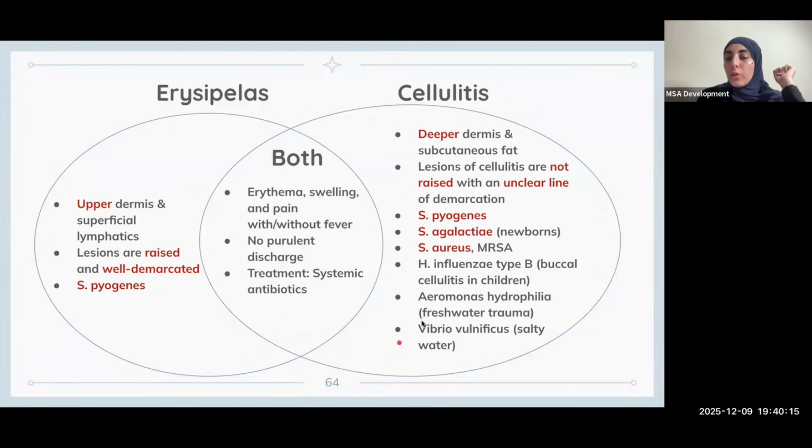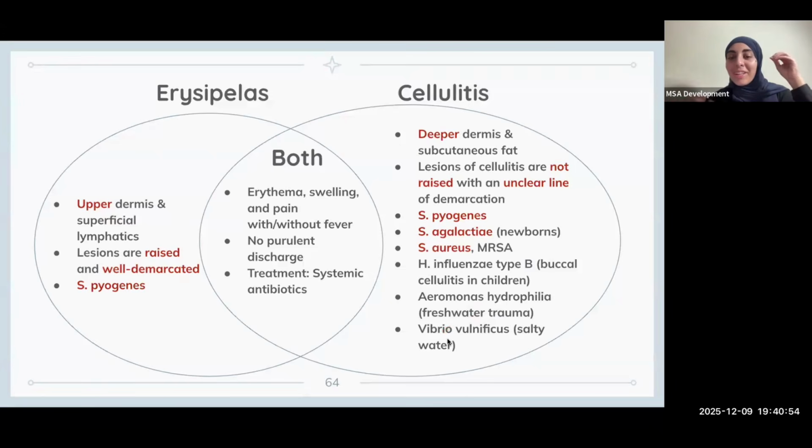Then we have these other two, which are Aeromonas hydrophila and Vibrio vulnificus, and they're both associated with water infections. And it's usually when someone has trauma to their leg, for example, when they're inside the water, and then they end up getting cellulitis and it can be due to one of these two. If it's fresh water, then it's Aeromonas hydrophila, and if it's salty, think of Vibrio vulnificus. Okay? And I don't know why when I think of Vibrio vulnificus, I think of, what's it called? Seashells.